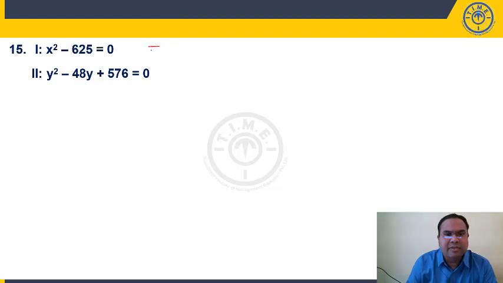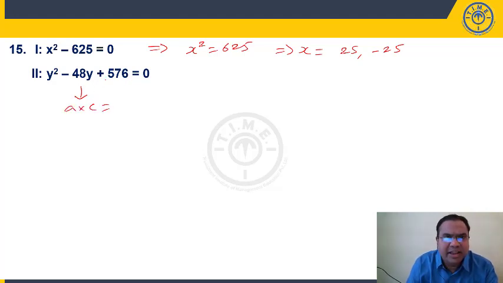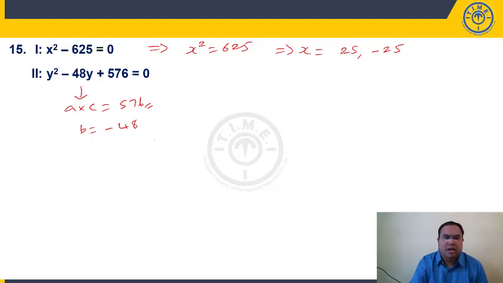X square is equal to 625. This implies x is equal to plus root 625 or minus root 625, that is plus 25 or minus 25. Now y square minus 48y plus 576, we have discussed this, right? This is in the form of x square minus bx plus c is equal to 0. You have to multiply a into c, 576. We'll take b is equal to minus 48. If a into c is positive, we'll write b as the sum of 2 numbers. Similarly, if a into c is negative, we'll write b as the difference of 2 numbers.